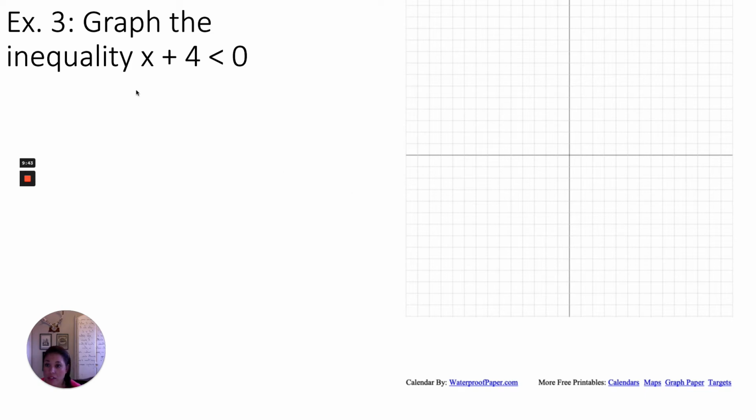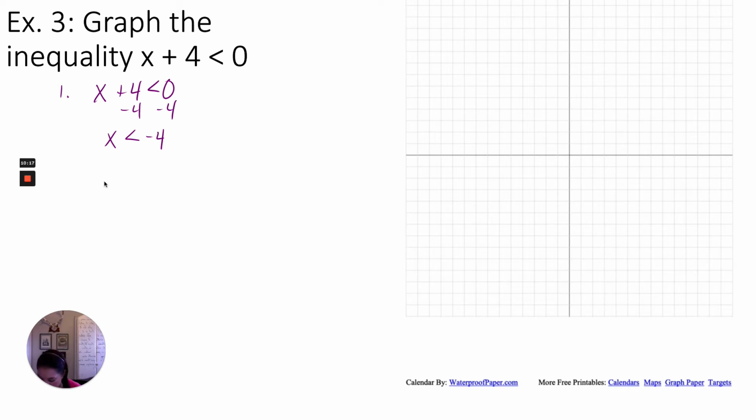Let's graph this inequality. x plus 4 is less than 0. What do you guys know by now when you have one intercept? So I hope you can remember that you're going to have a straight line and that you're going to solve for that intercept. So we can go ahead and solve. x plus 4 is less than 0. We subtract 4 from both sides. So x is less than negative 4. This was my first step, is to solve.